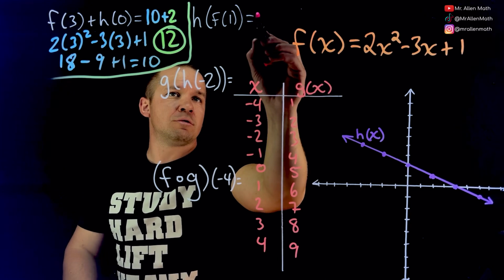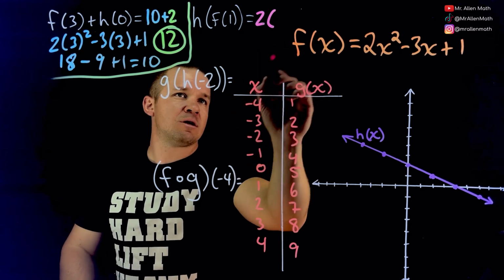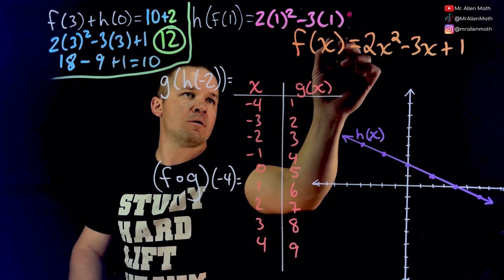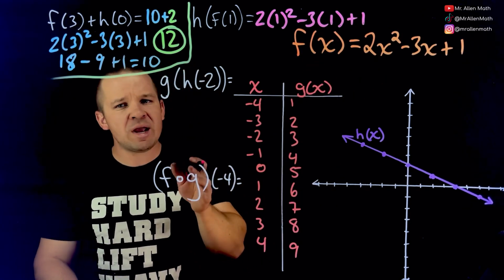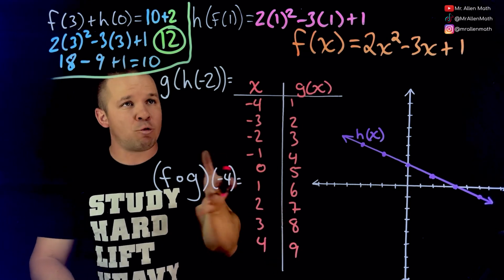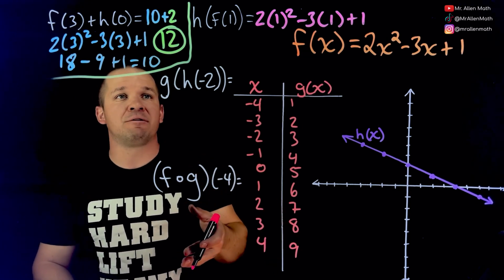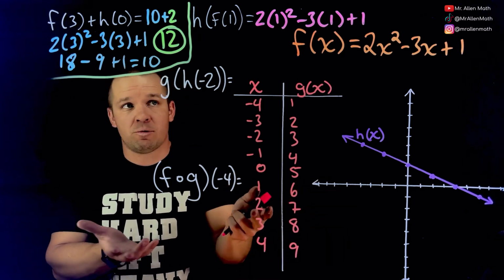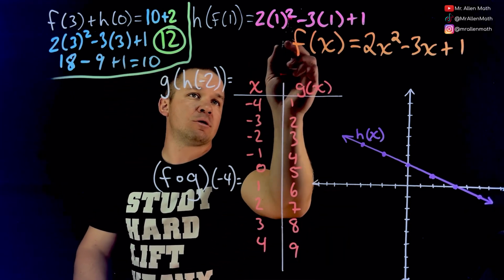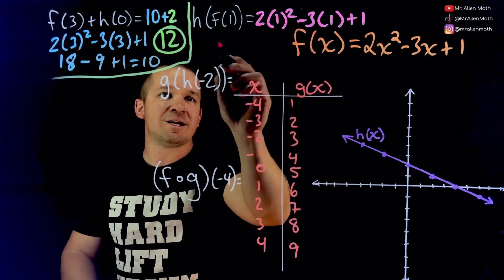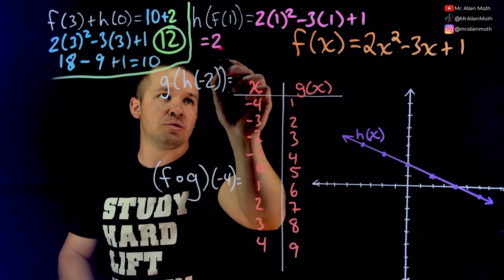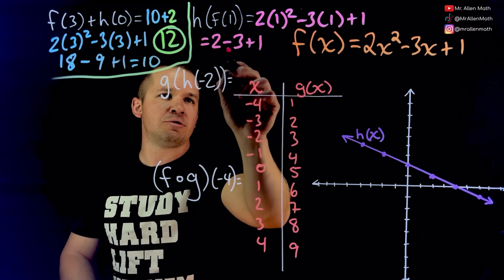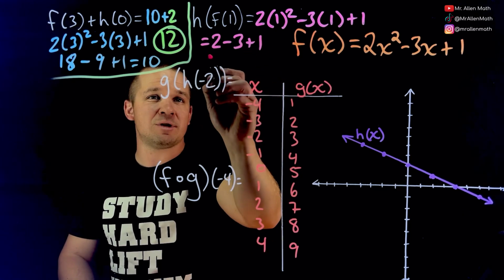So I have 2 parentheses, then we have 1 squared minus 3 times 1 plus 1. So I'm doing f of 1 first, and then whatever value I get for that, I will evaluate the h of x function on this graph here. So let's see what we get. I have 2 times 1 squared. So 1 squared is 1, times 2 is 2, minus 3 times 1, so that's minus 3 plus 1. So 2 plus 1 is 3, minus 3 equals 0.